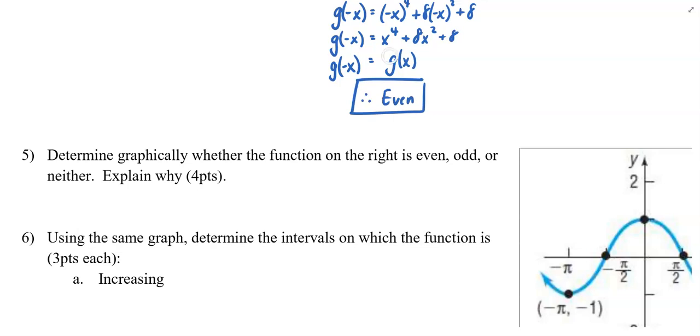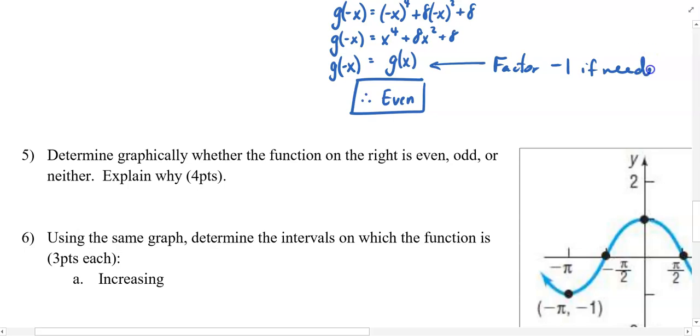Now you should recall that if this expression did not come out to be even like it did here, our next step would be to factor out a -1 if needed. And if we can factor out -1 and spot our original function after doing so, then we'd have an odd function. Otherwise, the function would have been neither even nor odd. And that was our process for evaluating a function's symmetry using algebra.